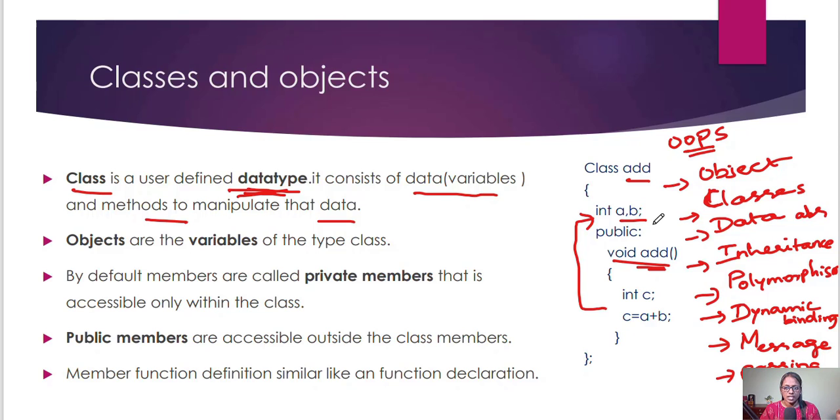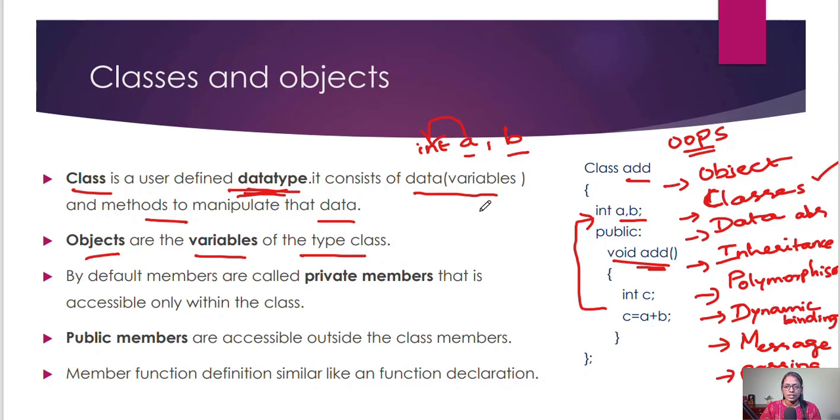Are you clear in this class concept? Yes, class is completed. Now come to the object. So what is an object? Objects are the variables of the type class. For example, int a, b. So a is a variable and b is a variable which belongs to the integer data type. A is an integer, b is an integer, right?